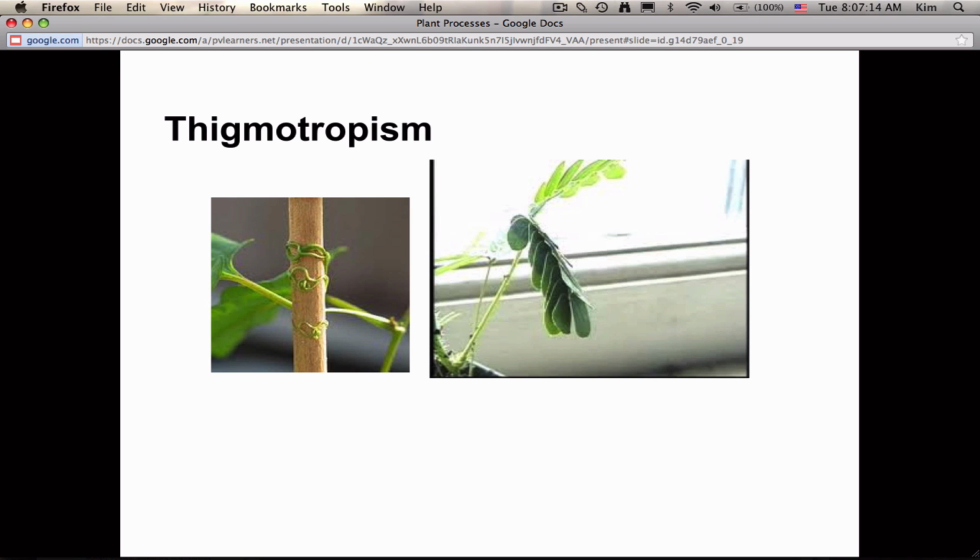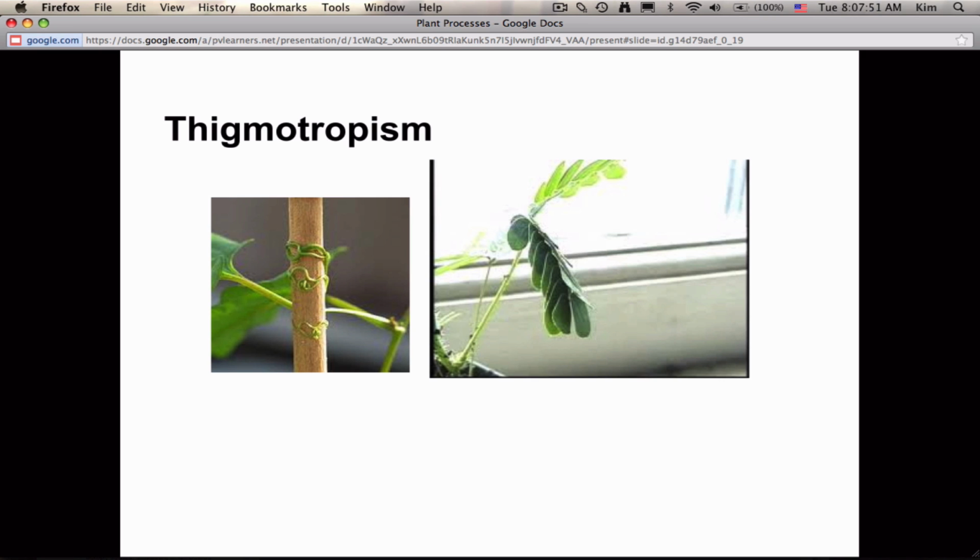Thigmotropism is actually a plant's response to stimulus, and so we'll see this in vines that wrap around things. There's a stimulus there that when it touches something, it causes it to move in that direction. And so that causes it to wrap around what it's touching. We also see this in some plants, like you look at this one on the right-hand side here. This particular plant, if you touch the leaves, they will fold in. And that's a thigmotropism. It's responding to that stimulus.